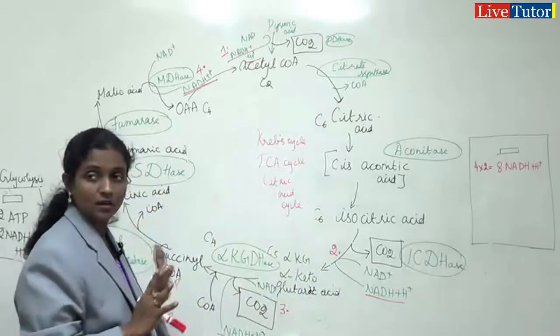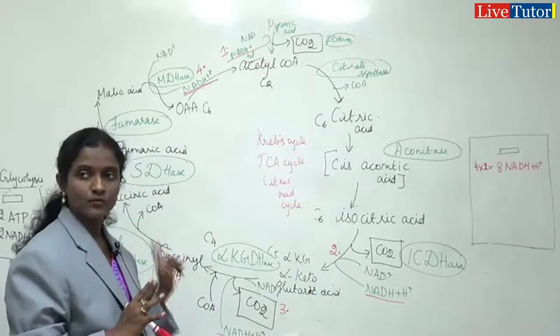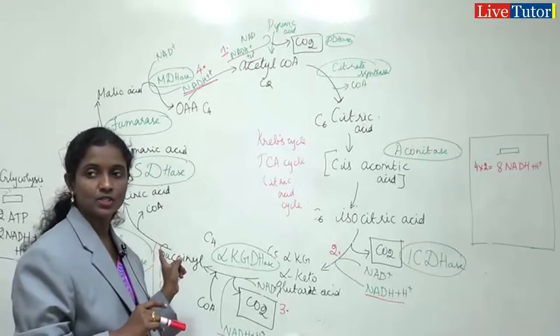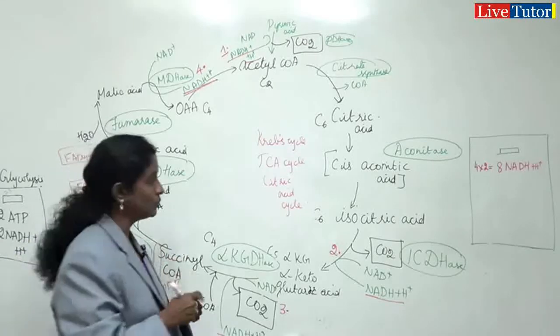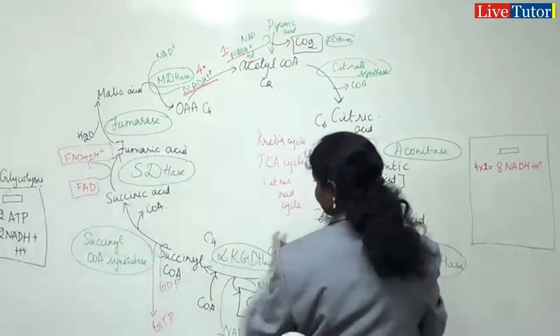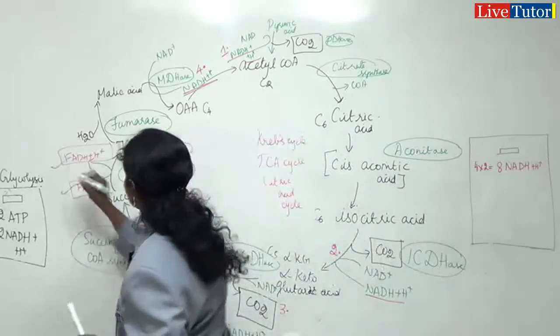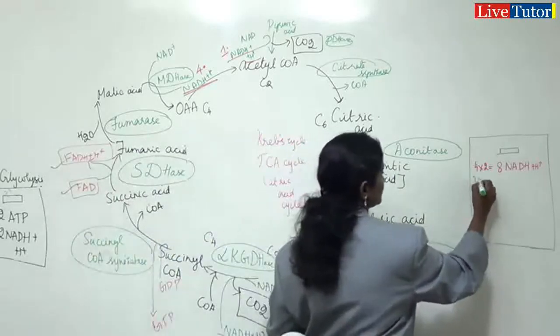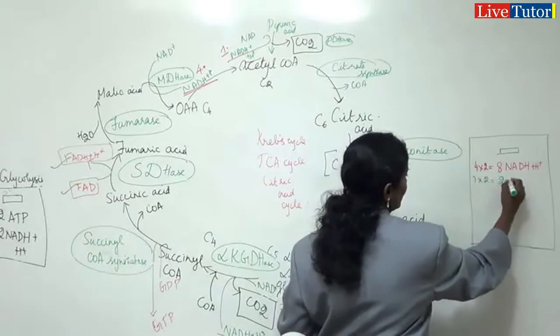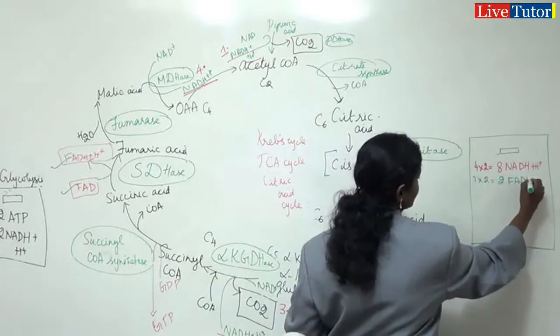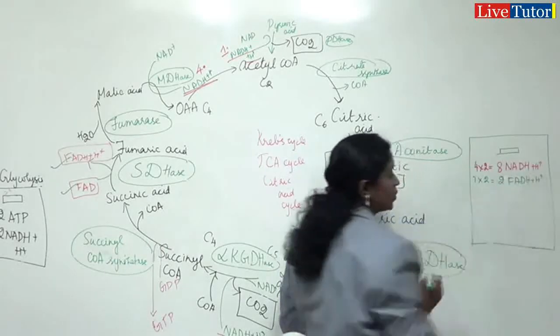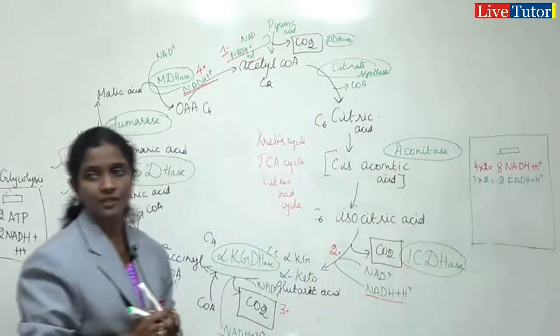Now is that alone what we receive from here? No. We also receive from succinate dehydrogenase 1 FAD. So 1 into 2, 2 FADH2, in this step. Okay, 2 FADH2, right?